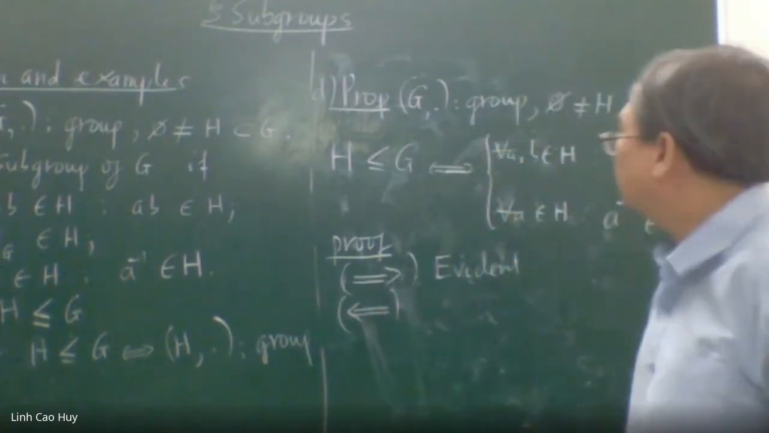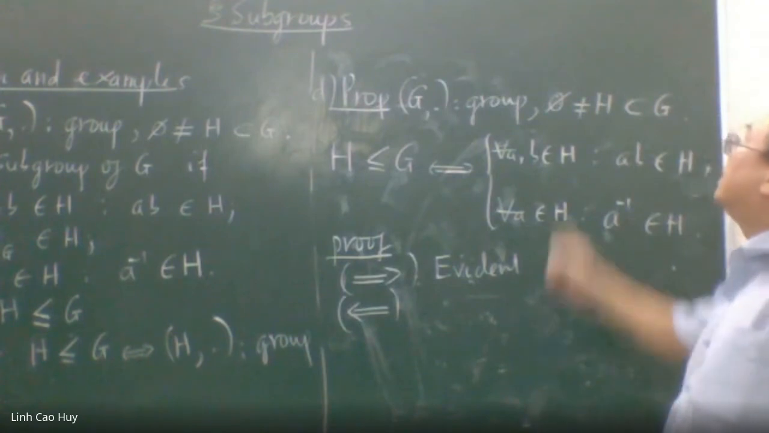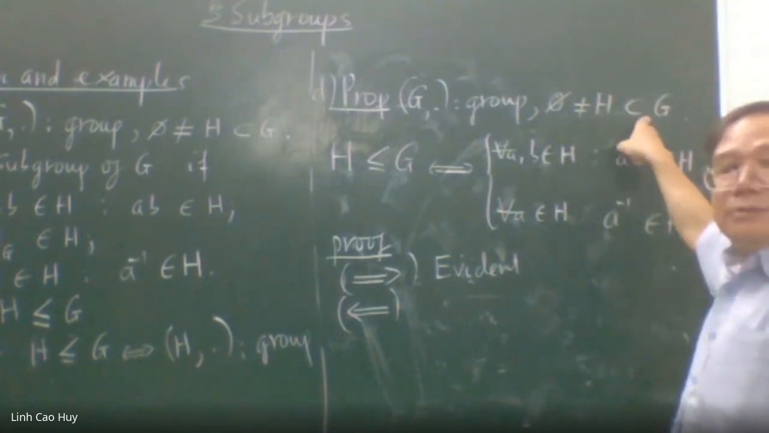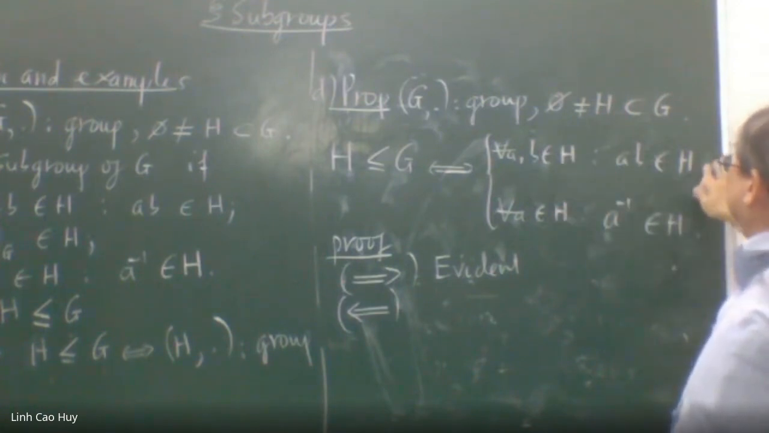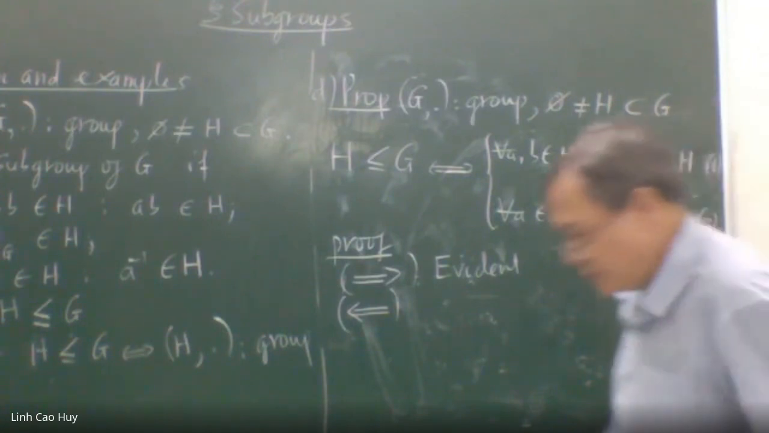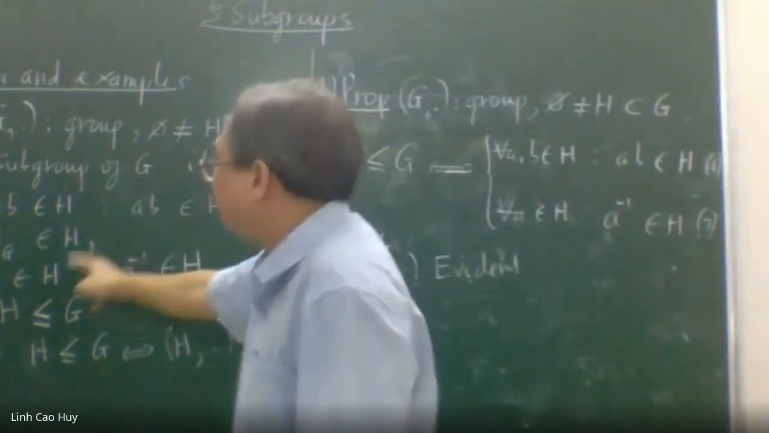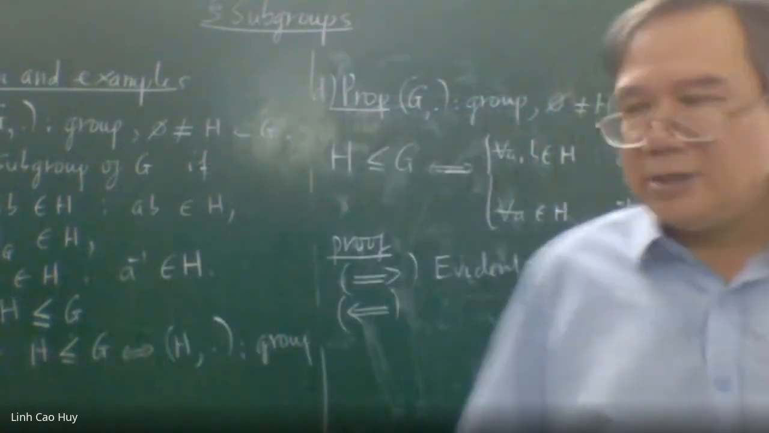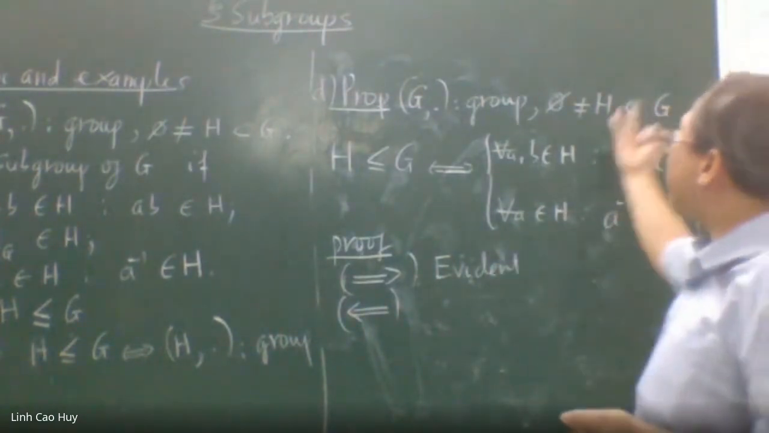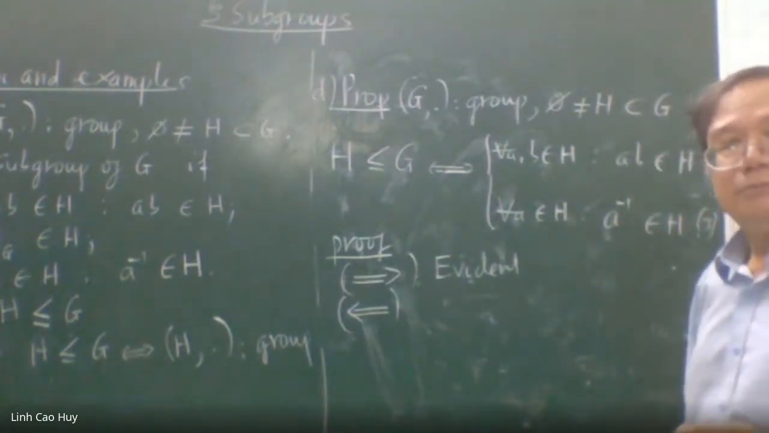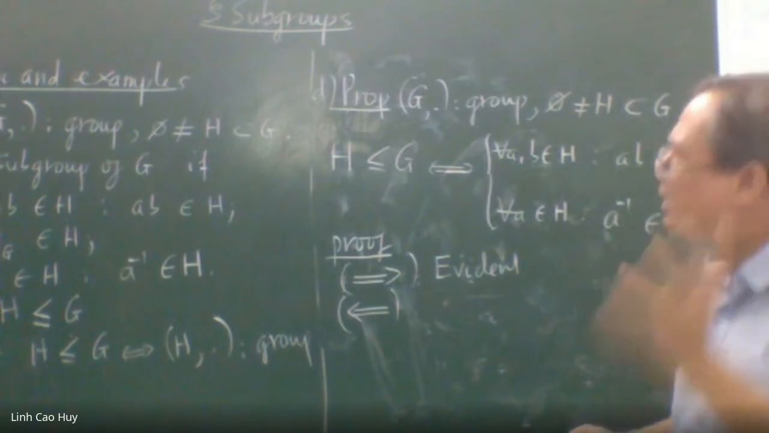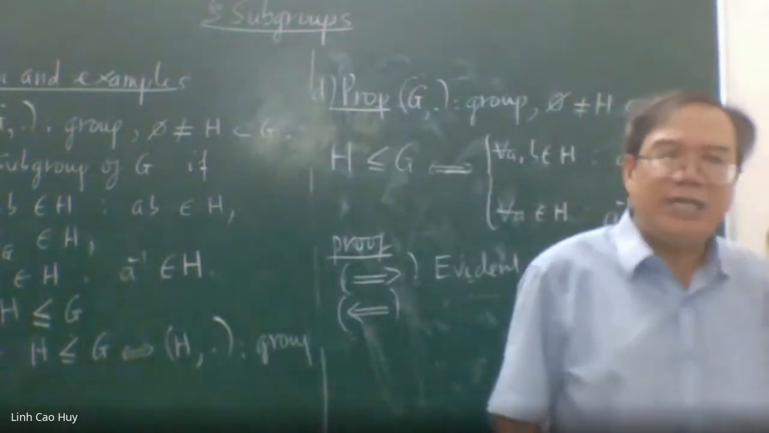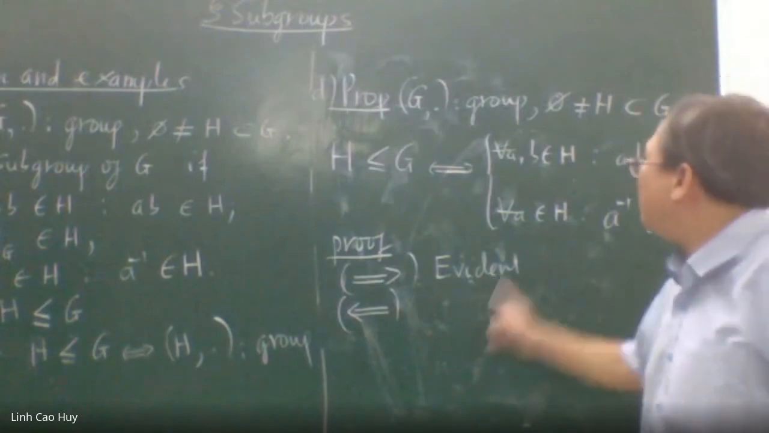And we need to show the inverse direction. That means we take a non-empty subset H that satisfies two conditions, the first and the third conditions. We need to show H is a subgroup of G. In order to show that, we need to show it satisfies the second condition. That means we need to show the identity belongs to H.